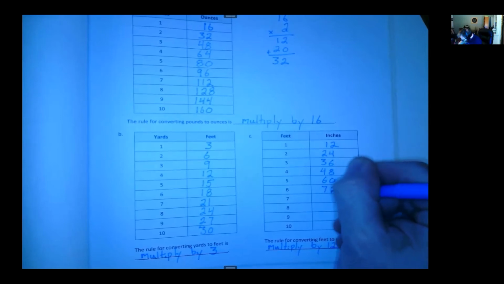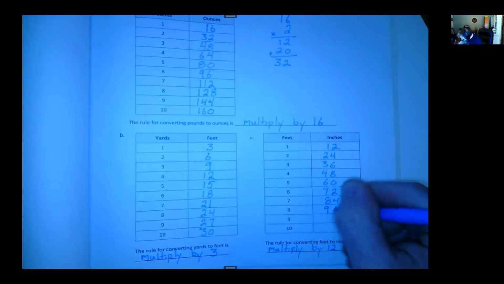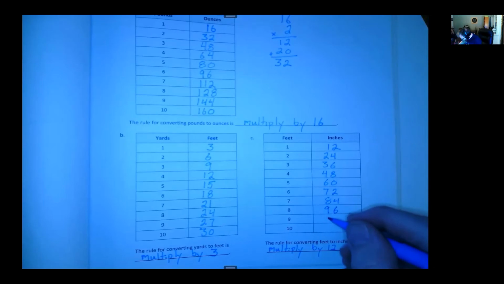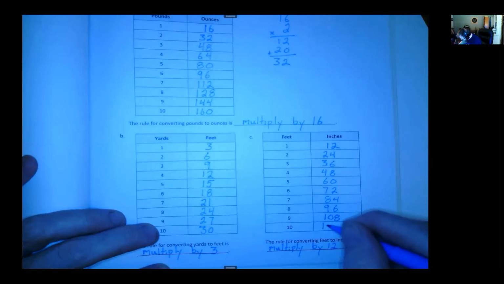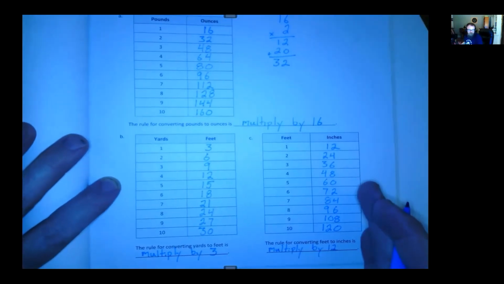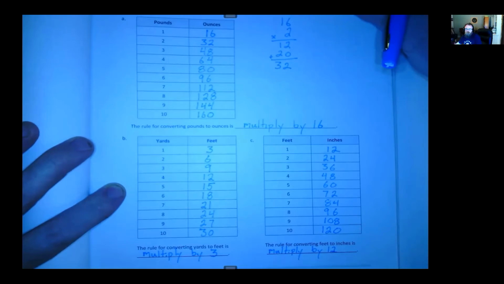36, 48, 60, 72, 84, 96, 108, and 120. Make sure that your page 115 looks like mine with all of these values filled in. And then you can tear this piece of paper out and keep it with your work, with your math notebook, so that we can refer back to it later.